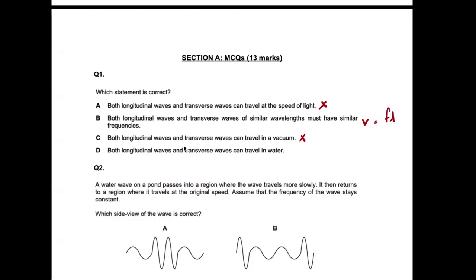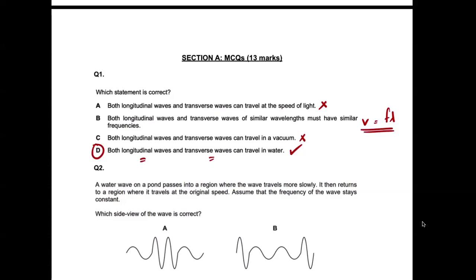Both longitudinal waves and transverse waves can travel in water. Now, is this statement true or false? So for option D, this says both longitudinal waves and transverse waves can travel in water. This makes sense, for example, sound can travel in water, and water waves themselves, which are transverse waves, can travel in water. So this is correct.